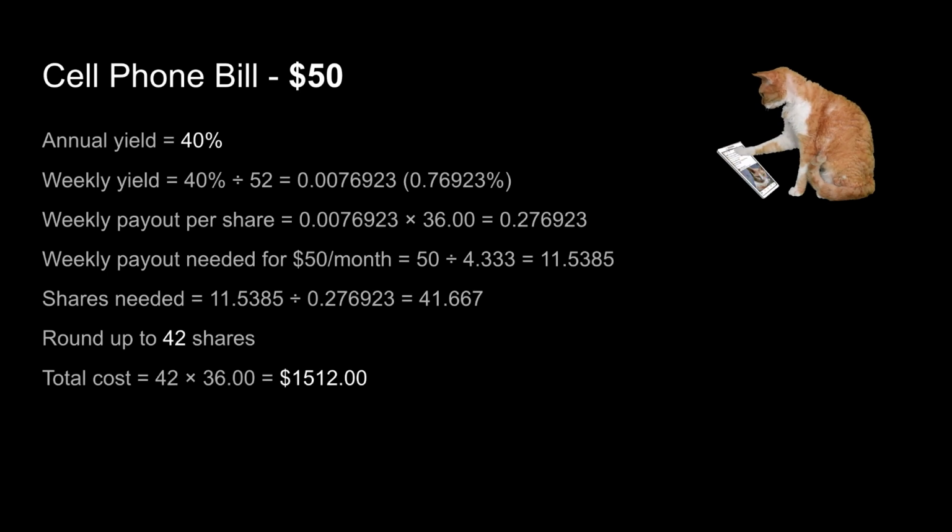So let's do some calculations on a basic cell phone bill, $50. This is our math. With the annual yield of 40%, and a weekly payout of 27 cents a share, the weekly payout needed for $50 a month is going to be about $11 per week. So how many shares do we need to make $11 per week, $50 per month? You're looking at 42 shares or about $1,500 to pay your cell phone bill.